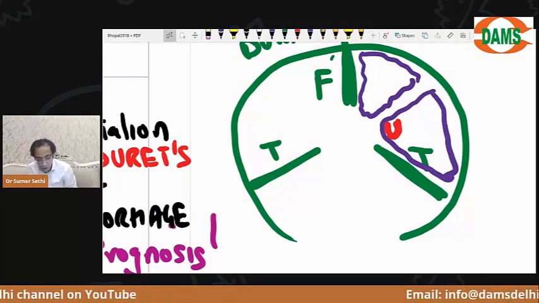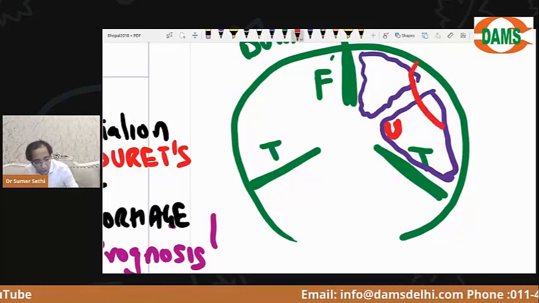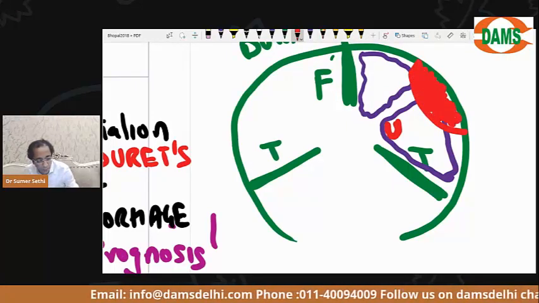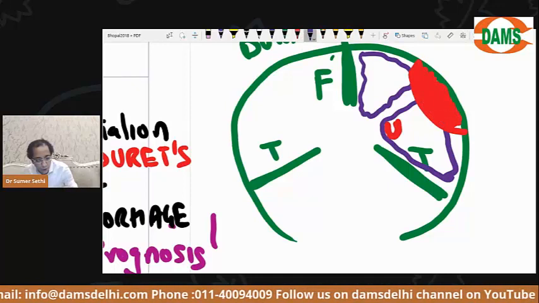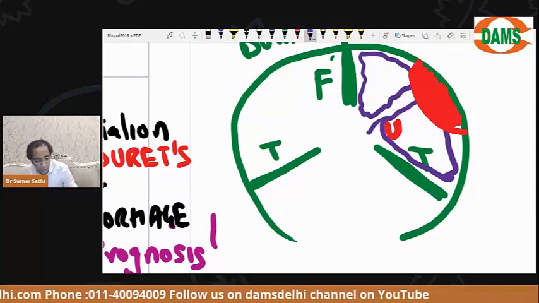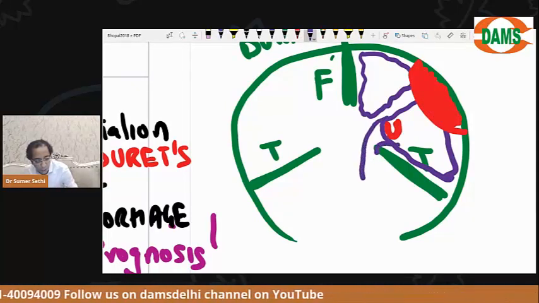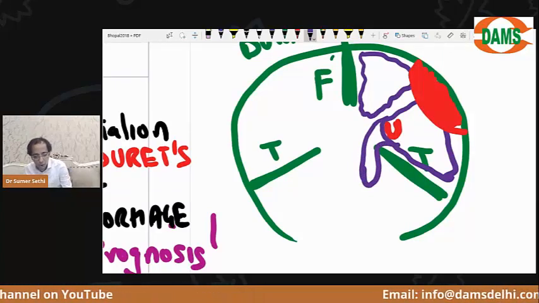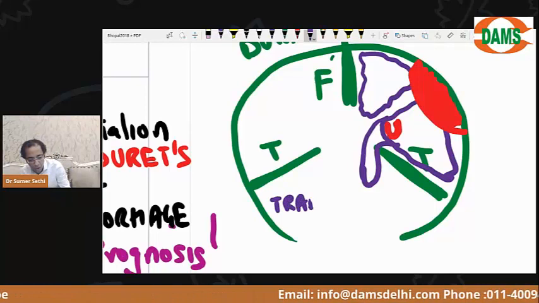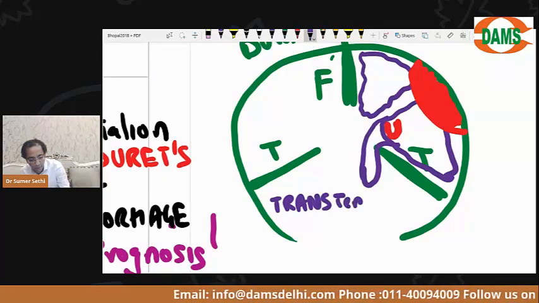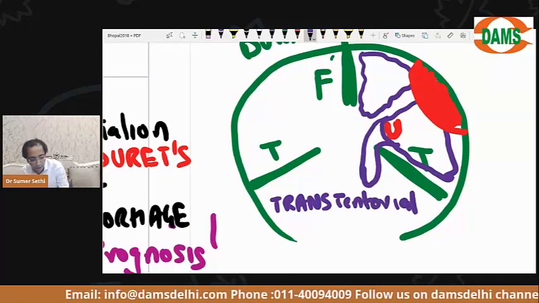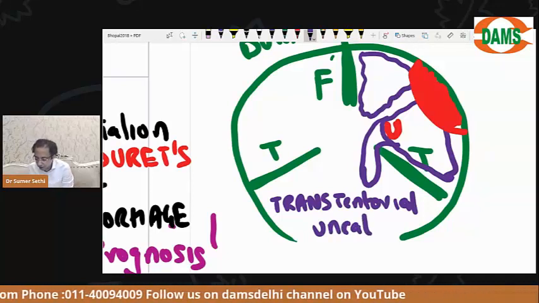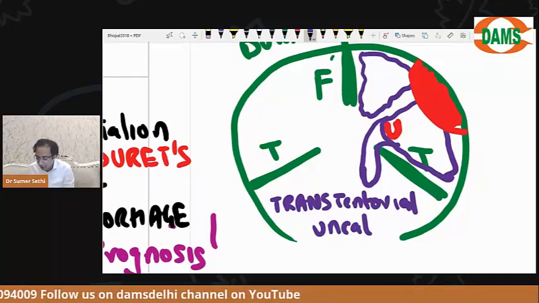Now, suppose you have a hemorrhage sitting here in the brain. This hemorrhage will push the brain, and it will push the uncus through and below the tentorium like this. This is called transtentorial herniation, or we may say uncal herniation. This is called transtentorial herniation.